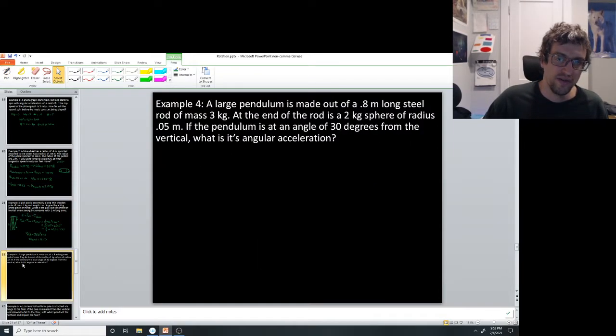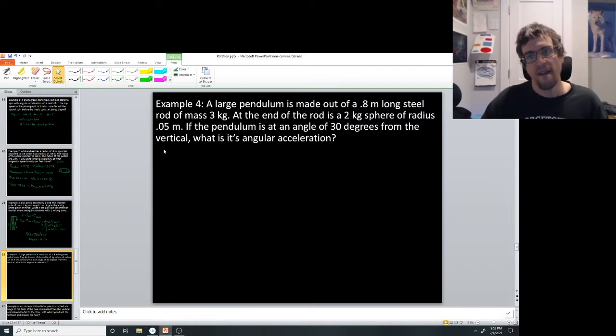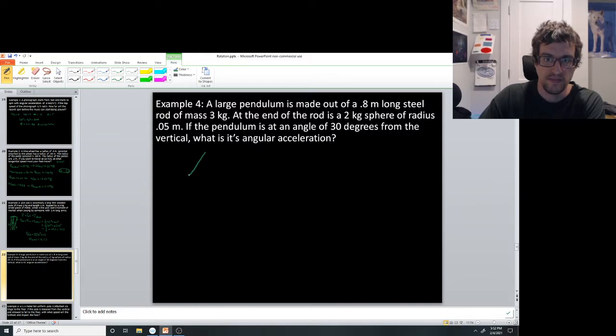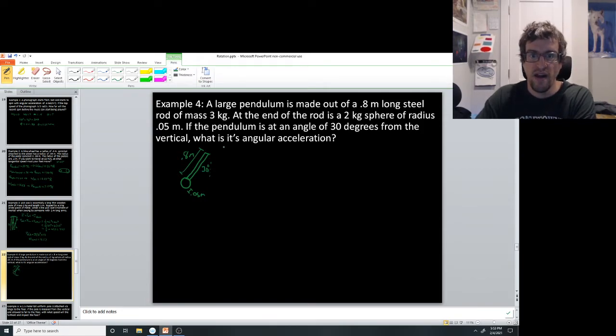All right, another one. Got a large pendulum. It's made out of a steel rod that is 0.8 meters long. And we got this little bob at the end here, which has a radius of 0.05 meters. And it is, at the moment, 30 degrees from the vertical. And I want to know what the angular acceleration is.